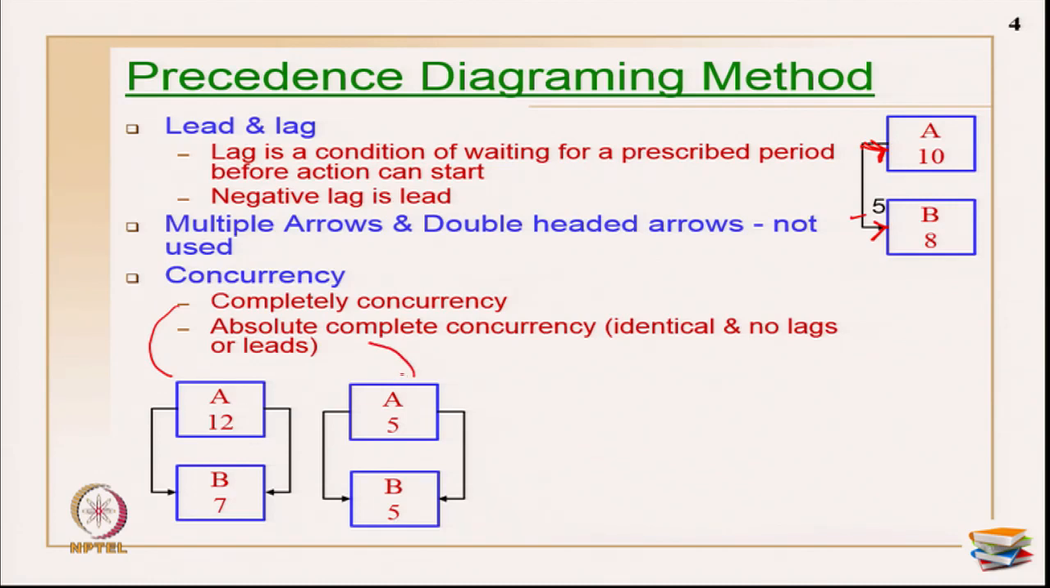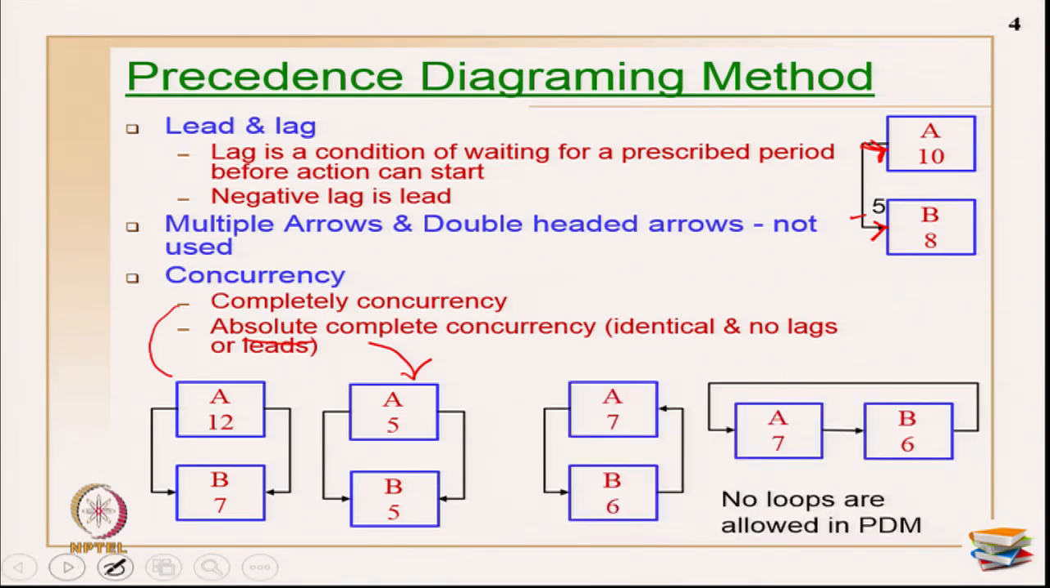This case is absolute complete concurrency. As the name absolute implies, the duration should be the same, and there is no lead or lag. So, exactly in the time frame of one activity, the other activity is executed. It is primarily called absolute complete concurrency.